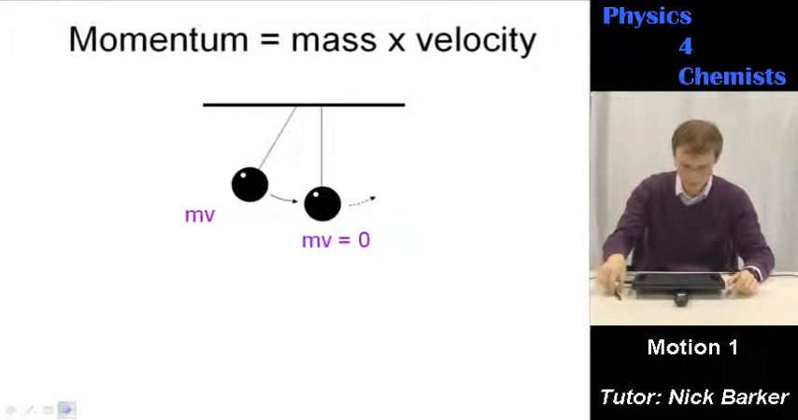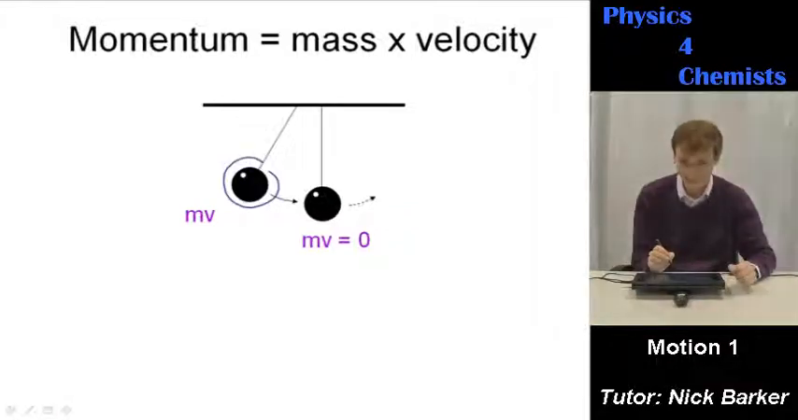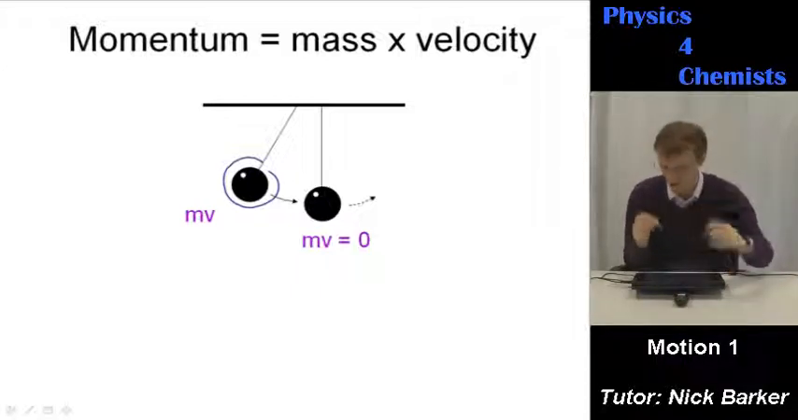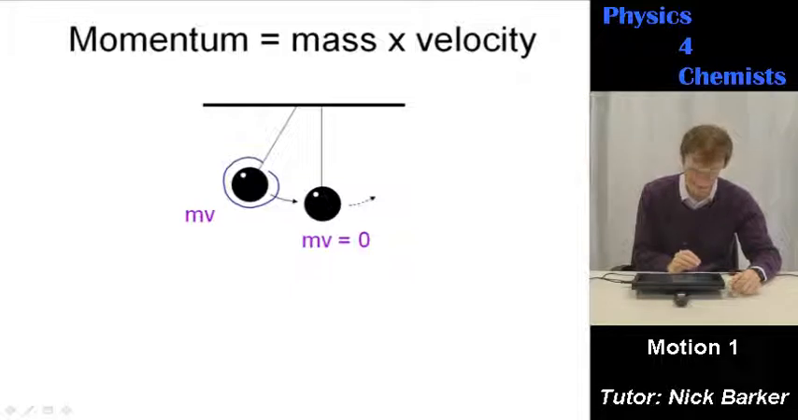So the one here is just starting to move inwards, and so it has some momentum, mv. It's got mass and velocity. And this one here isn't going anywhere, so its v is 0. It's got no velocity, so its momentum is 0. So its mv is 0 here, and mv is a value for that one. The units of momentum are kilograms meters per second.